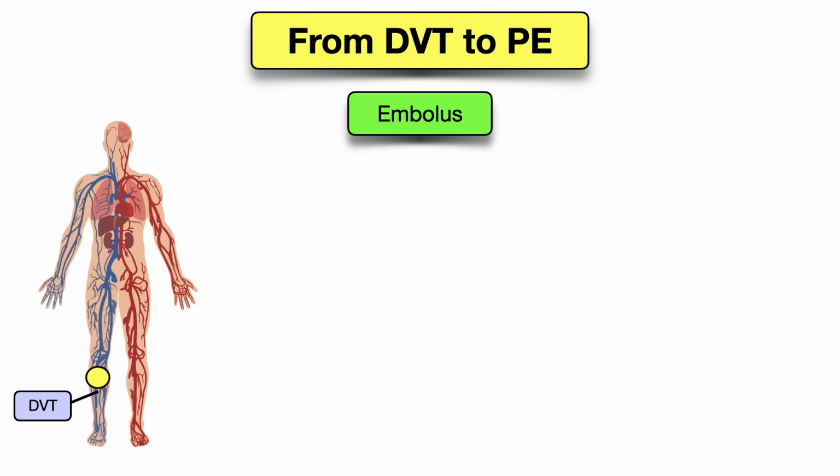So after the blood clot breaks loose, it can then travel through the veins in the leg and then through the veins in the pelvis. The blood clot then enters the inferior vena cava, or IVC, where it travels to the heart. The IVC is the large vein that carries deoxygenated blood from the lower body back to the heart.